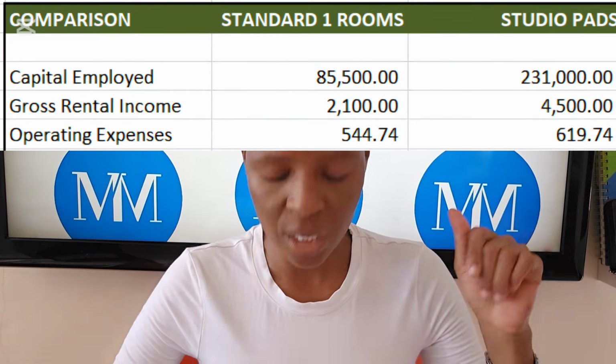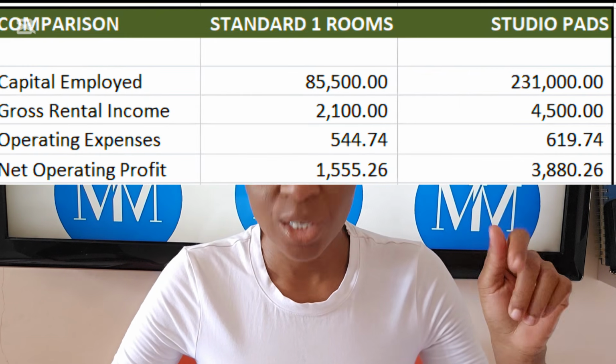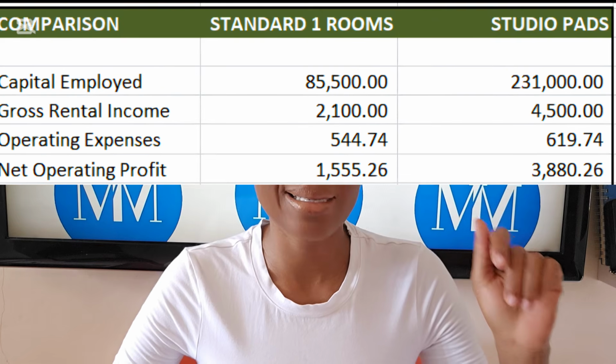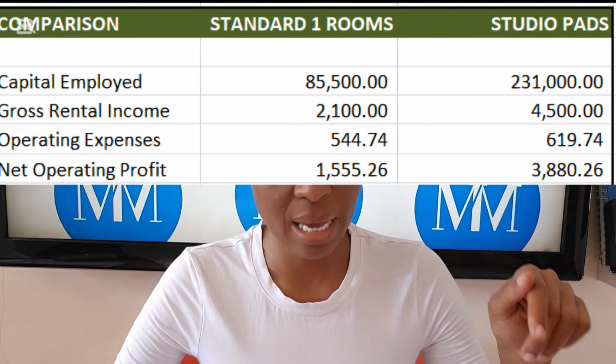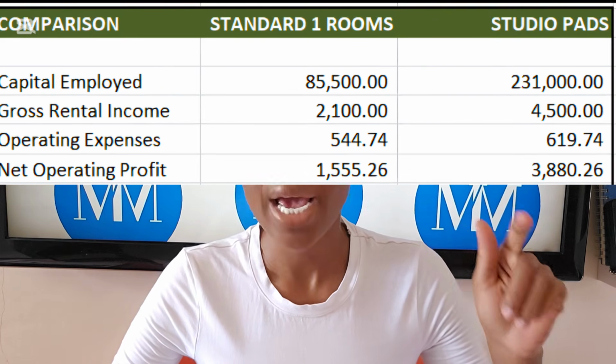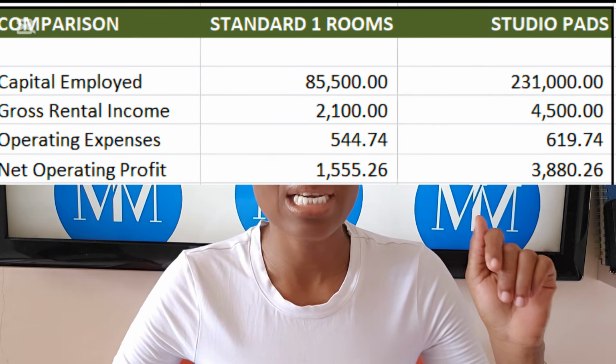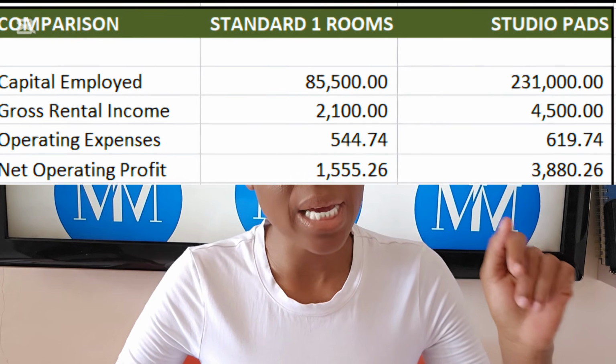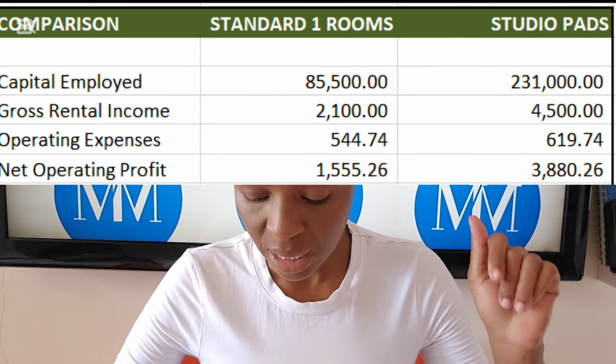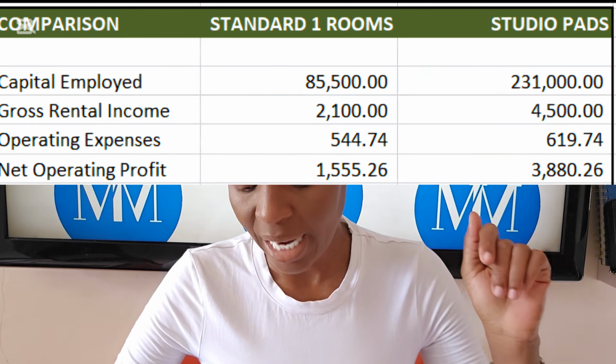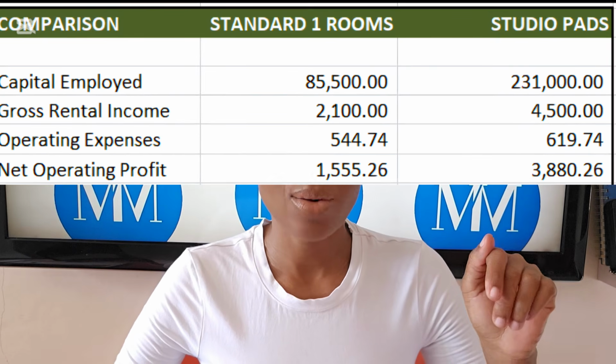What do we then do with these operating expenses? We are going to subtract them from our gross rental. When we subtract them from our gross rental, for the standard one rooms, what we are getting is a total net operating income of 1,555 pula 26. This is our net operating income for the standard one rooms. And for the studio pairs, our net operating income, which is the gross income minus the operating expenses, is 3,880 pula 26 thebe. That's our net operating income.